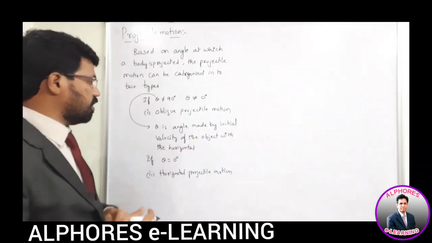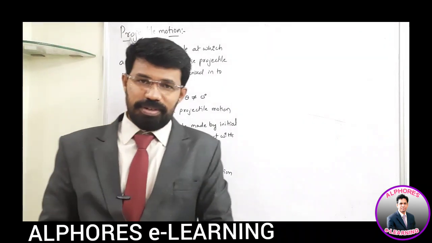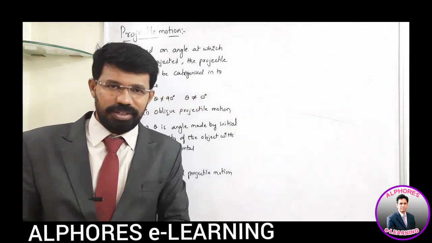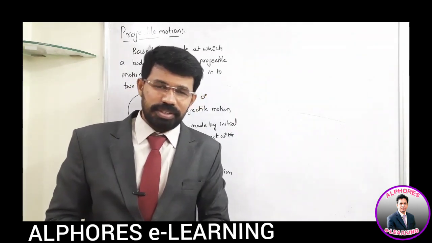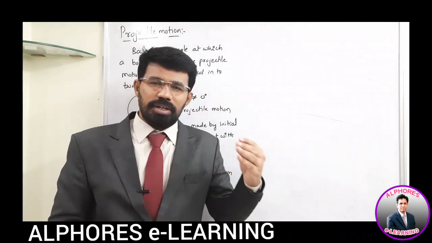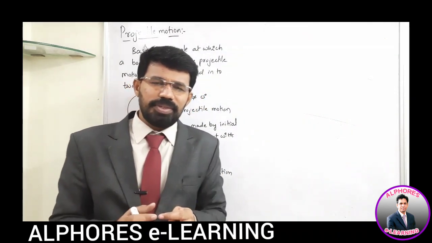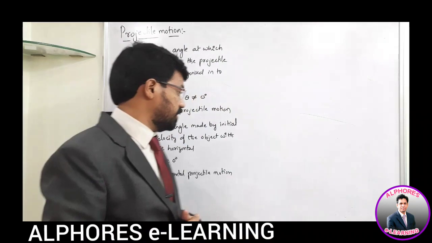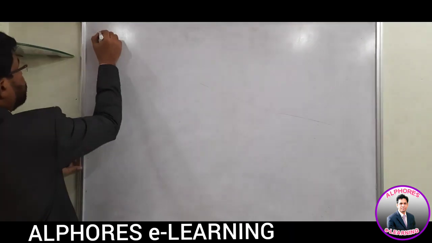Now let us study what kind of details we can explore under oblique projectile motion. I'm going to project a body at some angle with the horizontal other than 90 and 0 degrees. What kind of trajectory does it follow? After a time t, what will be its velocity? What will be the change in velocity? How much horizontal distance has it covered? How much vertical distance has it covered? Like this, you can think about several possible investigations, and we will discuss all those details. So let me start with oblique projectile motion.